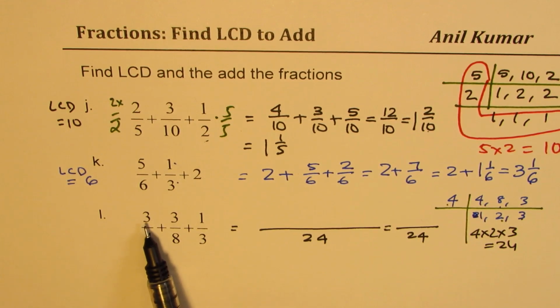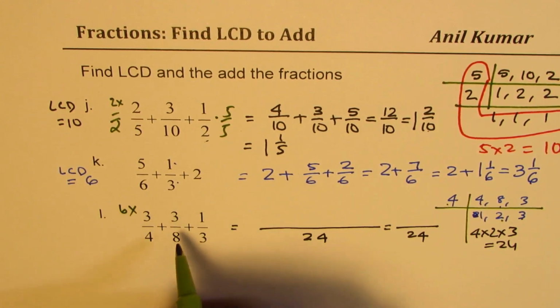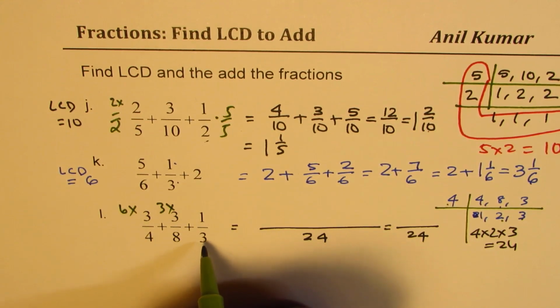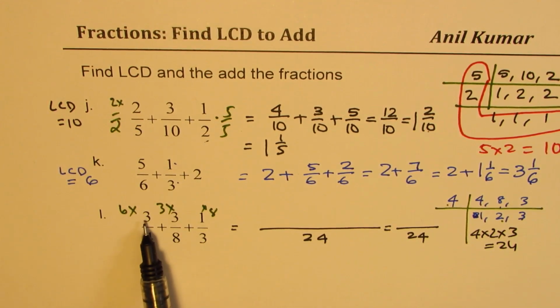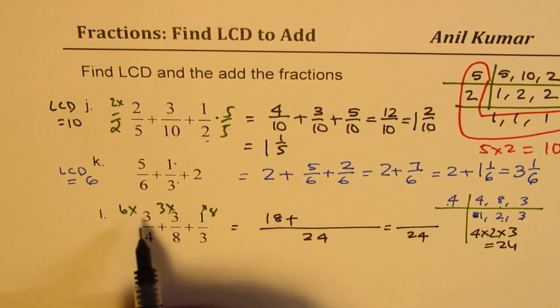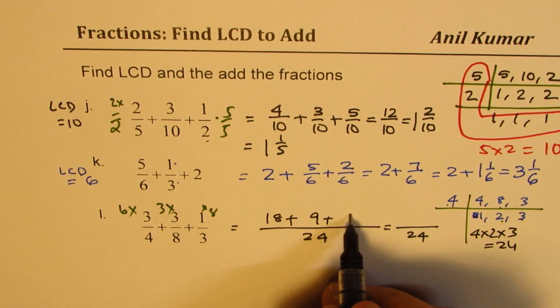Now to make this as 24, 6 times 4 is 24, so the first term should be multiplied by 6, second term is 3 times, and this term is 8 times, right? So that should make sense. So numbers you get from one of these. Do you get an idea, right? So that's how we work. So 6 times 3 is 18, right? So we get 18 here for the first one. 3 times 3 is 9 from the second one. 8 times 1 is 8.